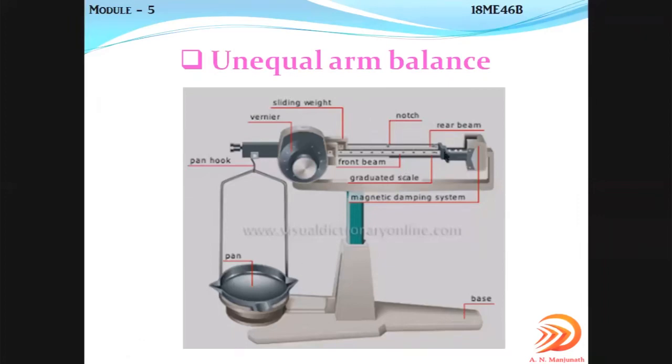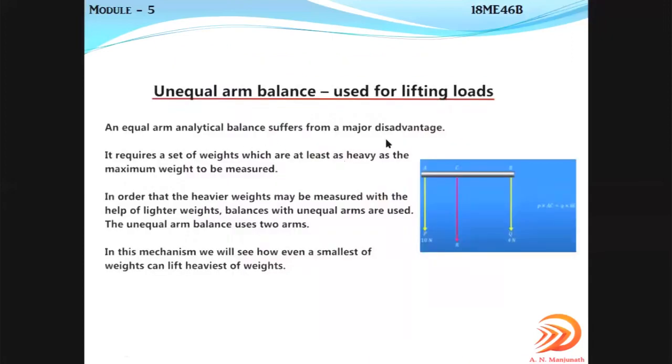By using only one pan, it is possible to do the measurement in the unequal arm balance, by adding some dead weight to it. Whatever disadvantage there is in the equal arm balance can be overcome using this unequal arm balance method. This also comes under the direct method of measuring force. The disadvantage of the equal arm balance or analytical balance is that it requires a set of weights, different weights need to be carried, which are as heavy as the maximum weight which needs to be measured.